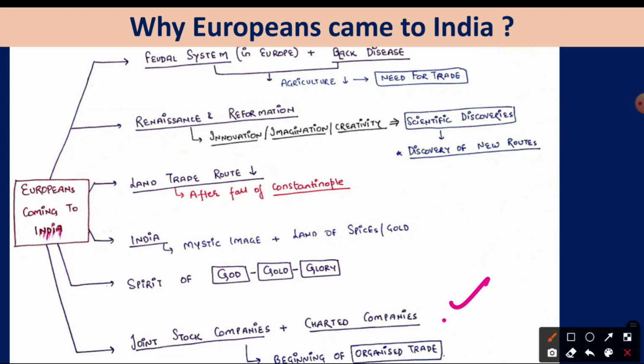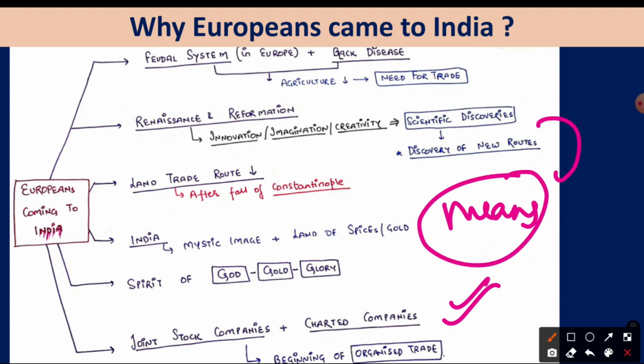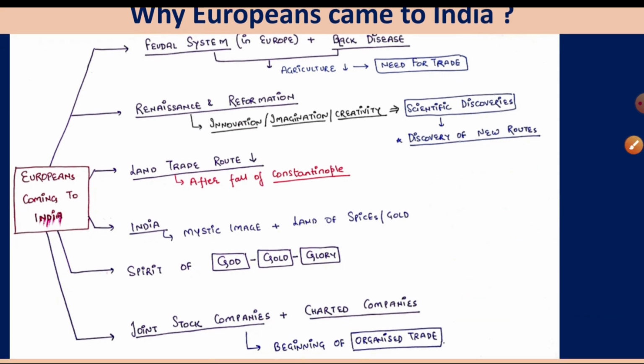Next, more factor why European came, because the means became easy. Means from this period, the scientific discoveries, the means became easy. The stock companies, the chartered companies, the means became easy, right? So these means become very easy for the Europeans to come to India, right? So these are the reasons why European came to India.